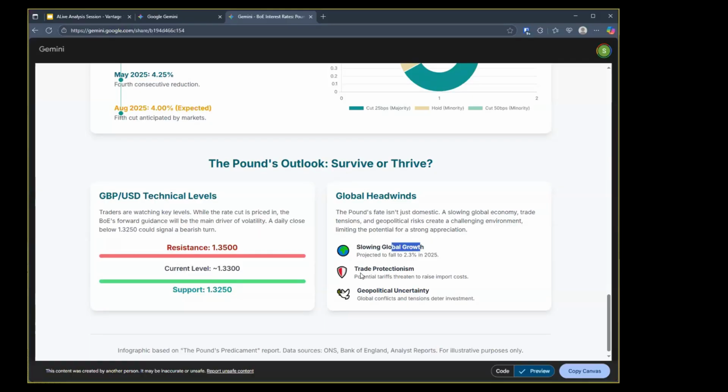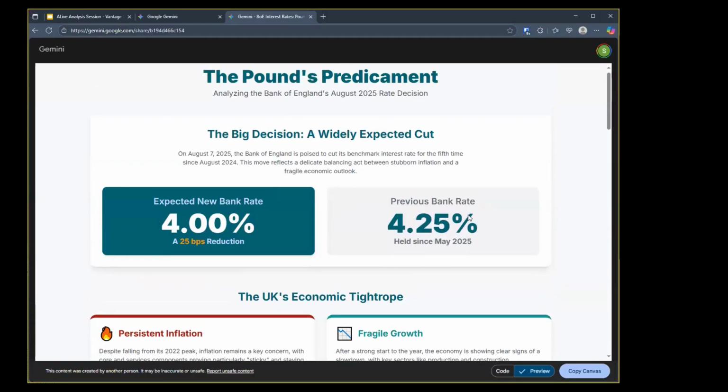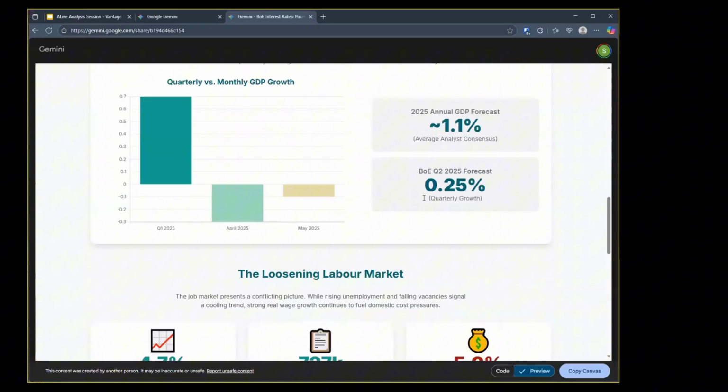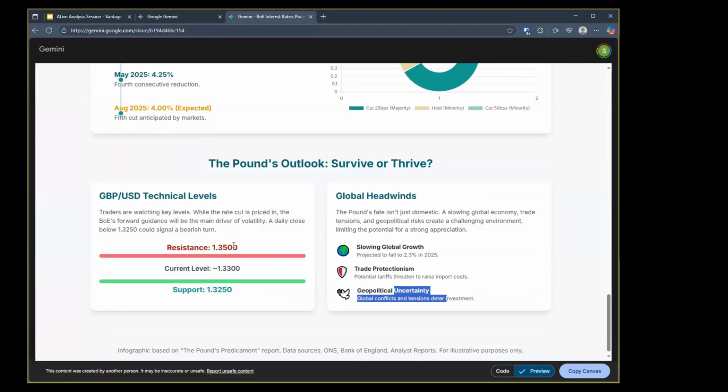Anyways, a slowing global economy, protectionist governments led by the US, and of course continued war in the Middle East, Ukraine, Russia, and other parts of the world, China, Taiwan, will actually contribute to a bearish signal for the pound dollar. Okay, so overall, we have a slight bias towards the upside, and then let's look at the charts right now.